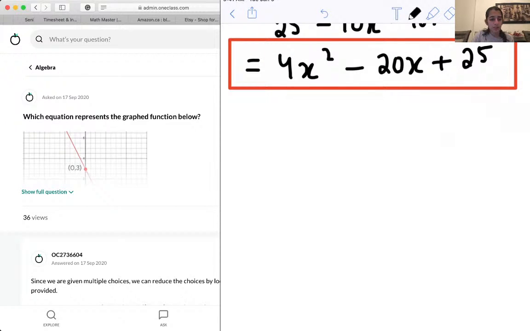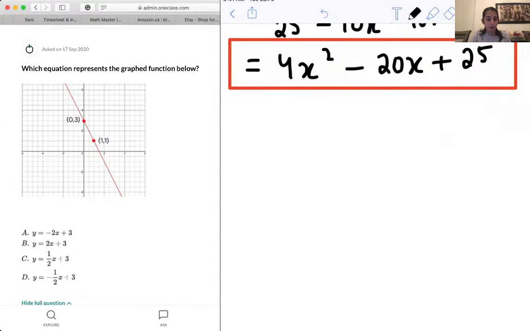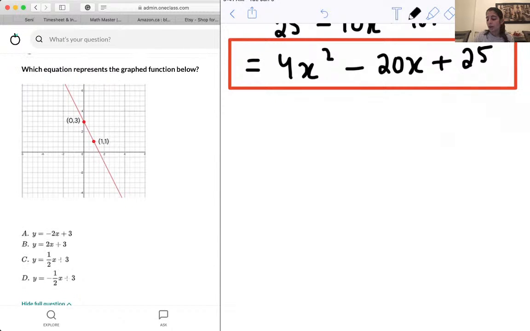So, which equation represents the graph function below here? So this is a linear equation. We know that because we can see a line. What we can also tell about this is that it is a decreasing function because it is going up, but in the opposite direction. So it's going down in the x-axis. If it was like that the other way, it would be increasing. However, this is going further down as x increases, which means that the slope is negative and the function is decreasing.